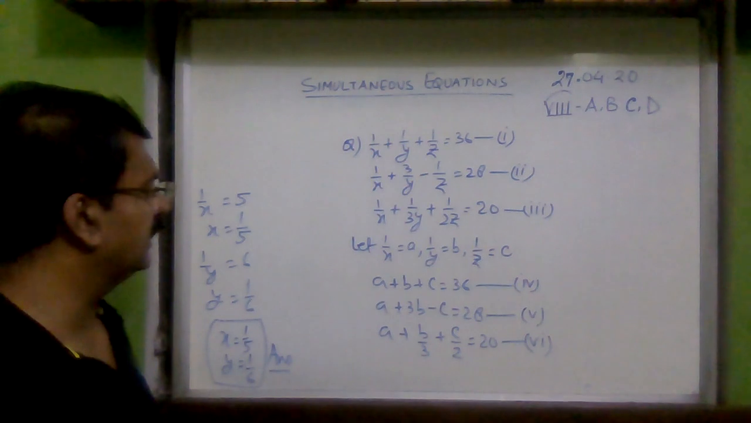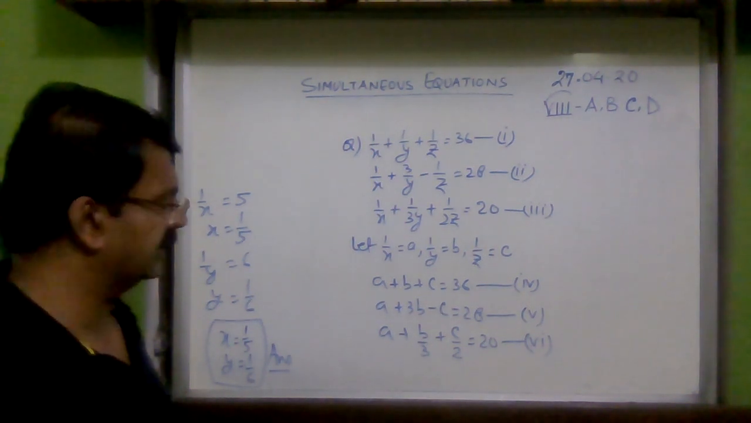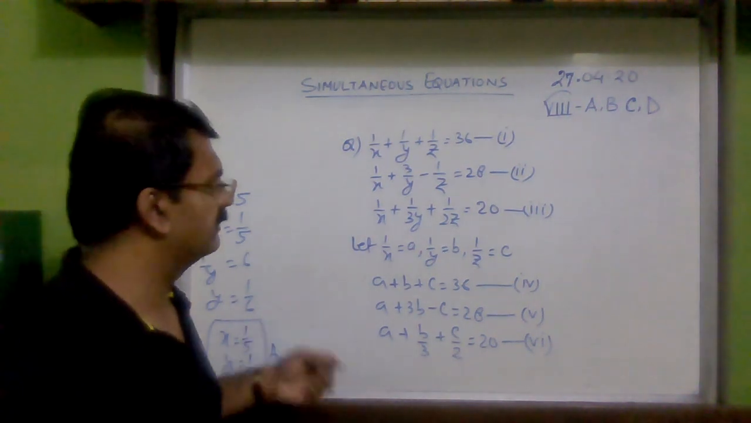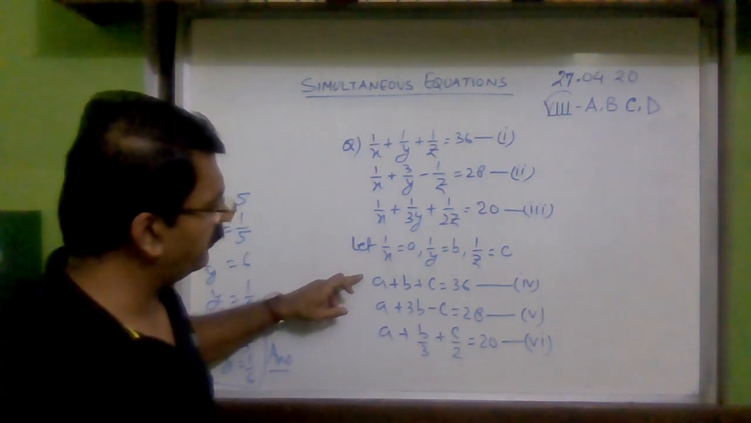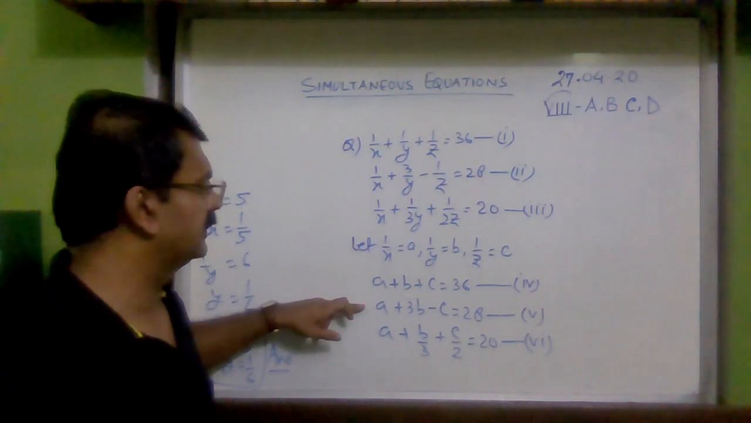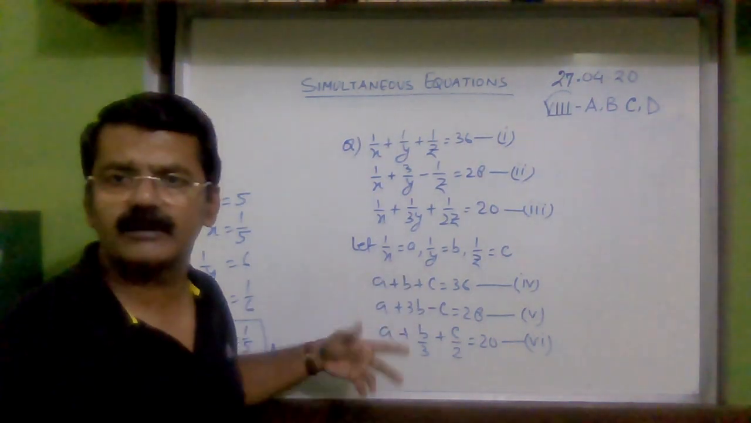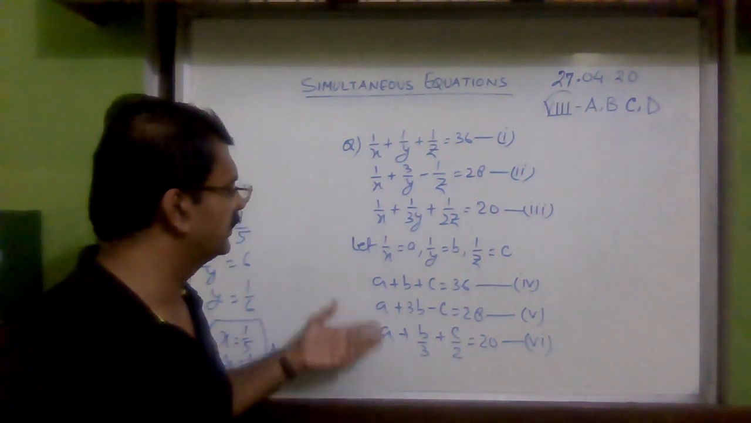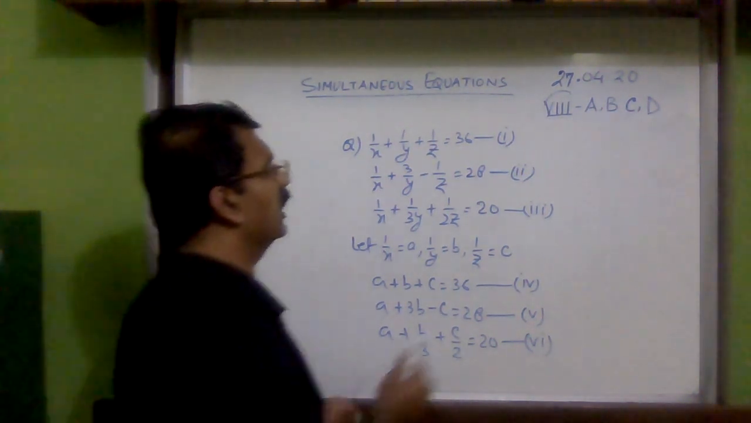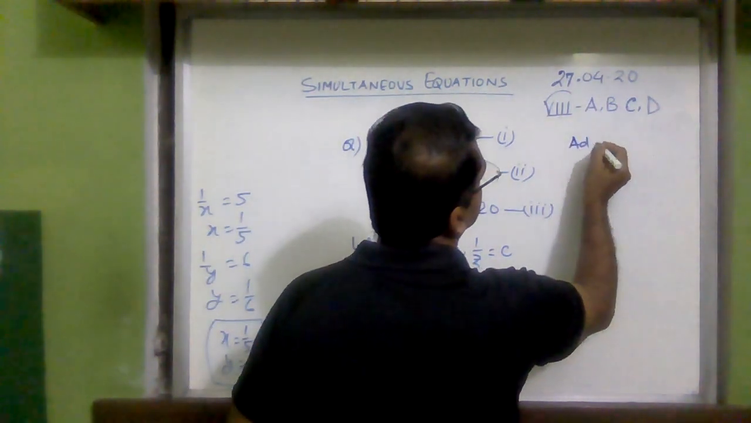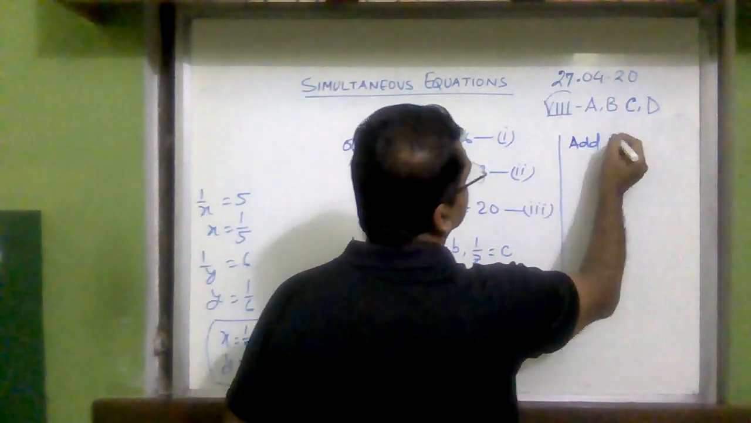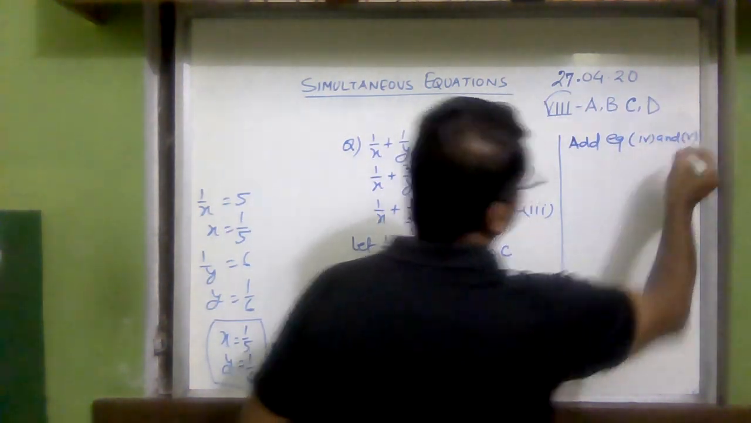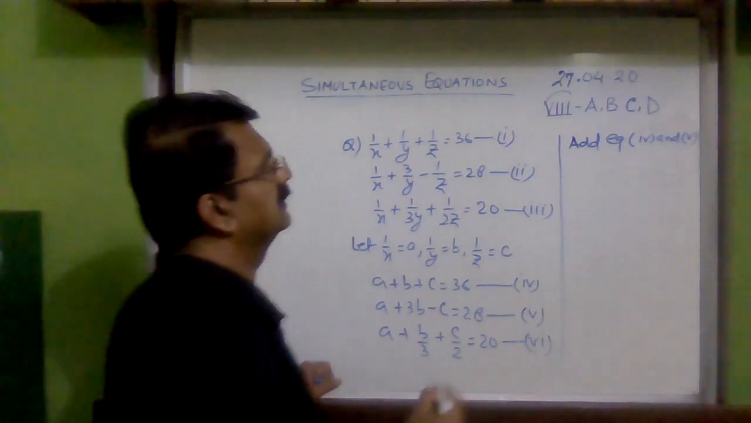Now you can see in equation 4, 5 and 6 we have a, b and c, and now we will solve these 3 equations to get the values of a, b, c. You can see if we add 4th and 5th equation, plus c minus c cancels out and we will get an equation in a and b only. So add equation 4 and 5.